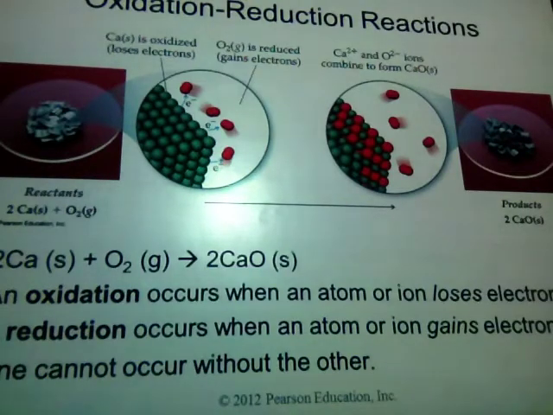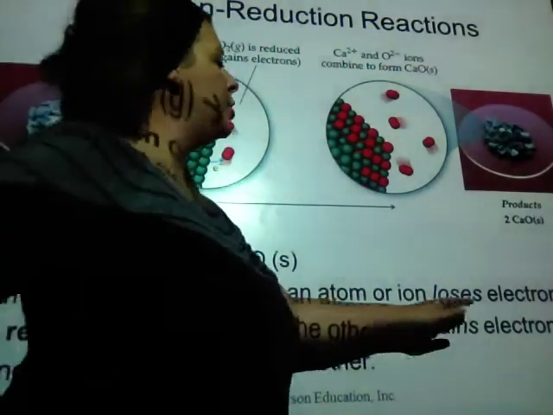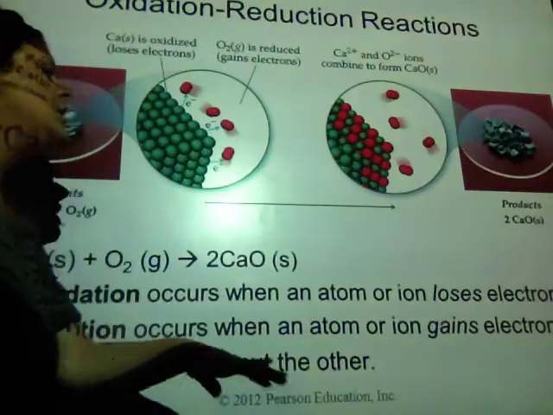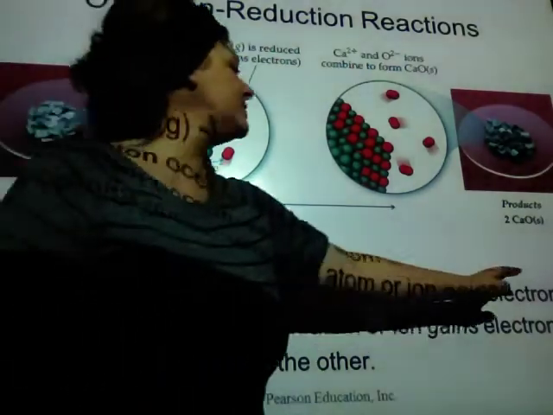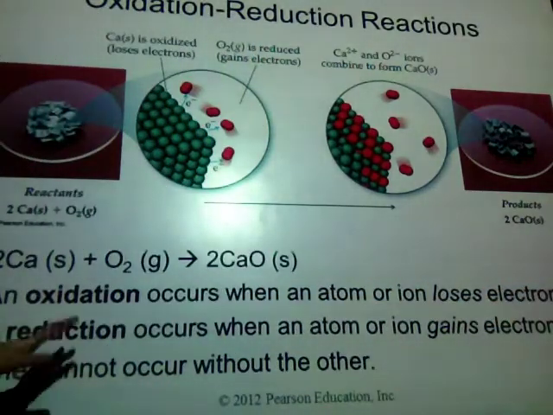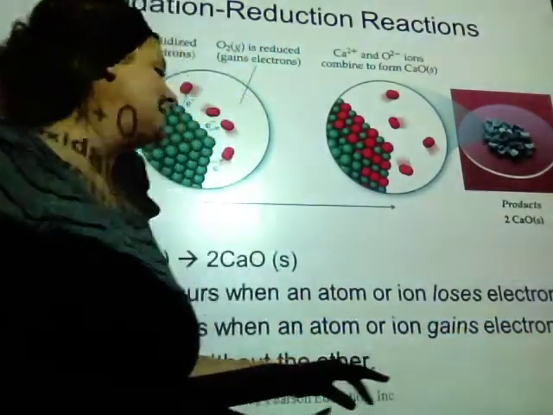So calcium is being oxidized. Oxidation occurs when an atom or ion loses electrons. I think we came up with a few different things last year. There was OIL RIG, and then there was also LEO the lion goes GER. So oxidation is when we're losing electrons, and reduction is when an atom or ion gains electrons.